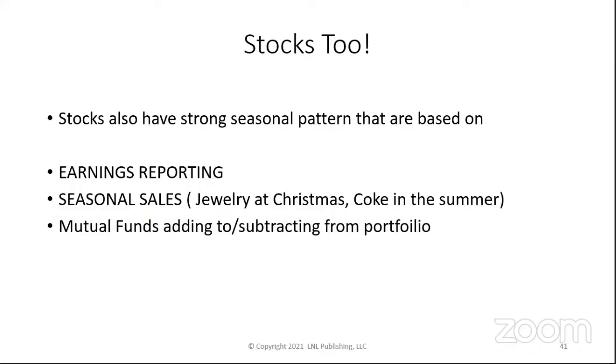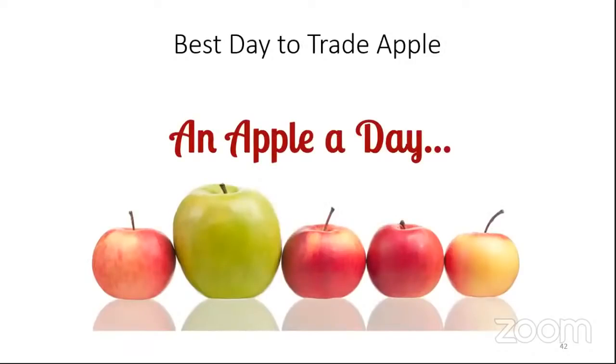Okay, we're going to look at some stocks now. Stocks have strong seasonal patterns that are based on earnings reporting. Seasonal sales, jewelry at Christmas usually starts to rally, comes down after the year. Coke rallies in the summertime. Mutual funds usually buy around the first of the month, just like Norman Fosback, Art Merrill, and Yale Hirsch taught us way back in the 1960s. And now around the middle of the month, they're adding. The strongest day in the stock market is around the 12th trading day of the month, month in, month out. That's a great time to look for a short-term rally. I think it's caused by the funds coming in buying at that time. So let's find our best trading day for Apple, an Apple a day.